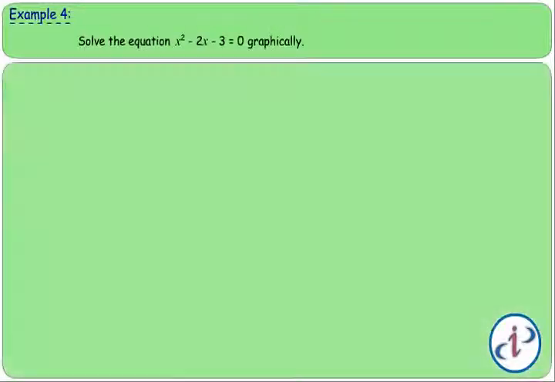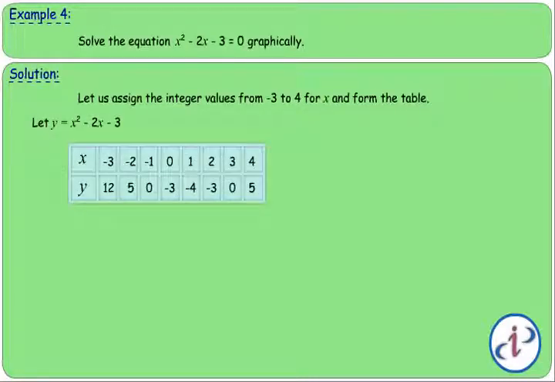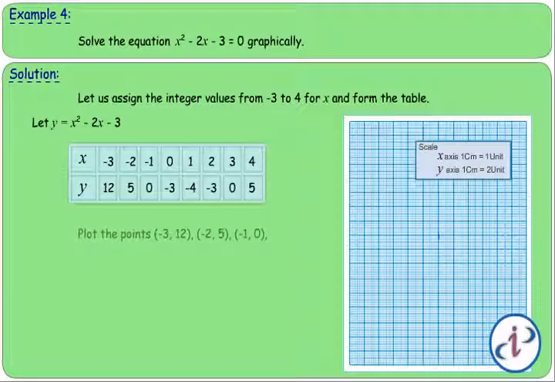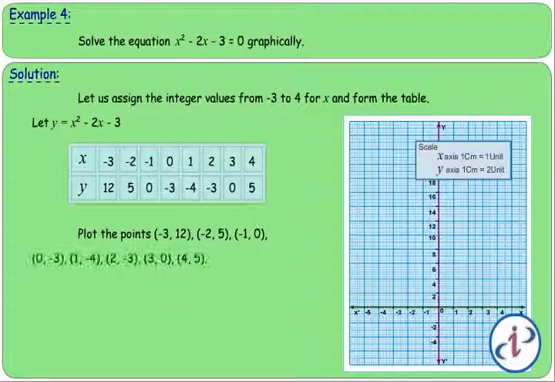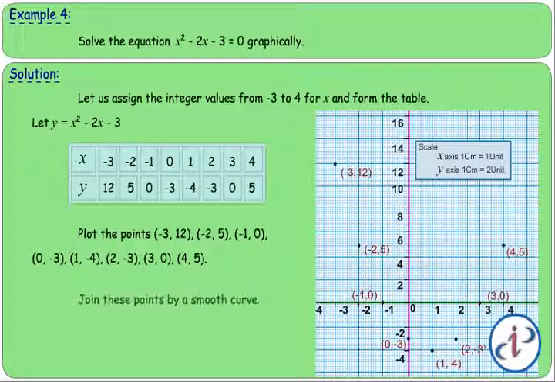Example 4. Solve the equation x² - 2x - 3 = 0 graphically. Solution. Let us assign the integer values from -3 to 4 for x and form the table. Take the graph paper and plot the points which are obtained in the table. Now join these points by a smooth curve.